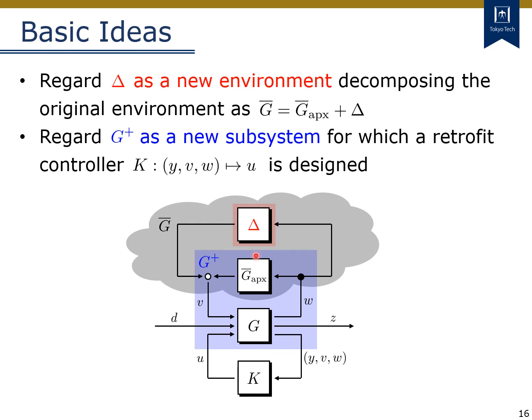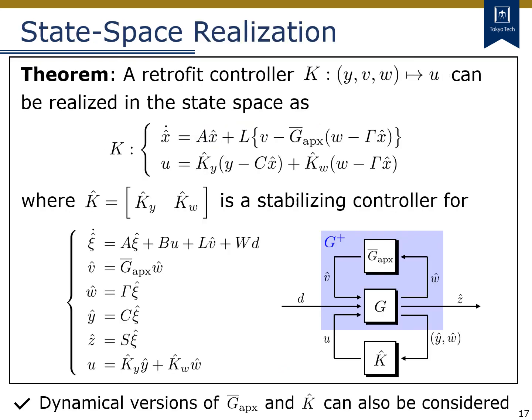So, we can regard the modeling error delta as a new environment such that it internally stabilizes the subsystem G plus here. The resultant state space realization of such a generalized retrofit controller is given in this slightly complicated form. For simplicity of notation, I here suppose that the approximate environment model G bar APX as well as the controller K hat are static components, even though they can be dynamical systems in general.